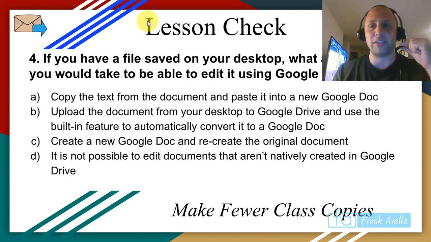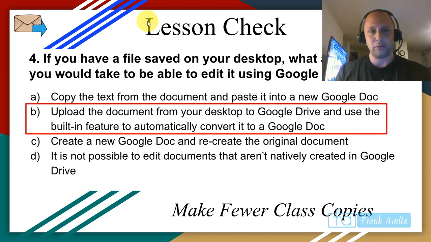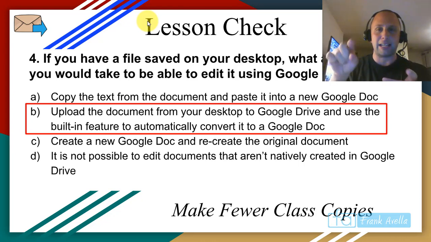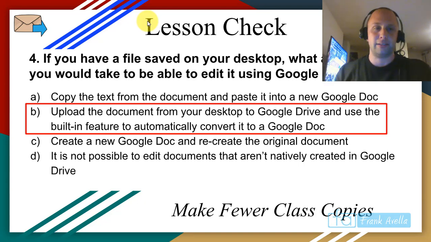If you have a file saved on your desktop, what steps would you take to be able to edit it using Google Docs? So let's say you have a file on your desktop and you want to edit it using Google Docs. What do you do? You upload the document from your desktop, right? You can use drag and drop and use the built-in feature to automatically convert it, right? We said to use that gear icon, click the gear icon, and then check off convert automatically.